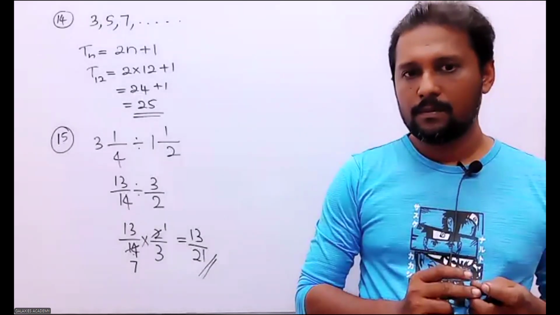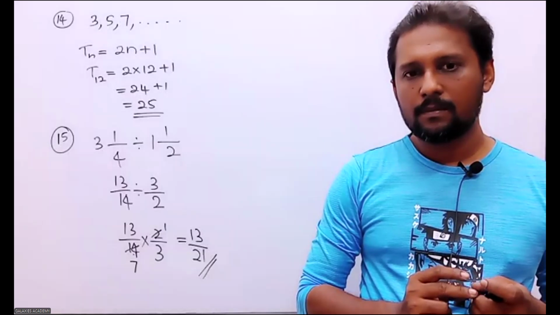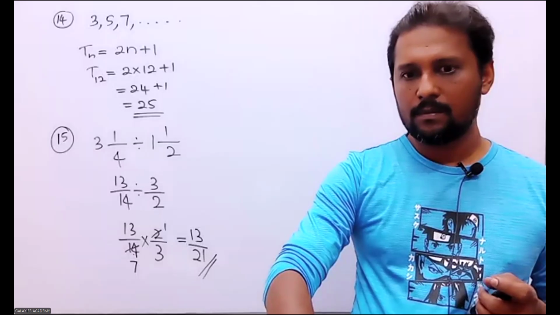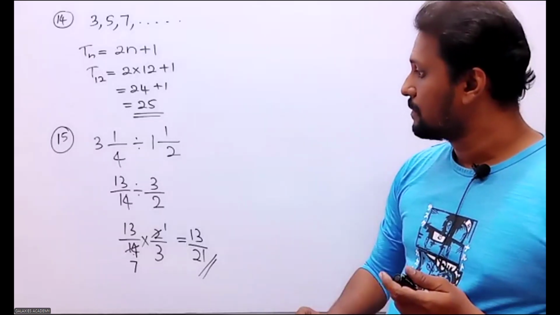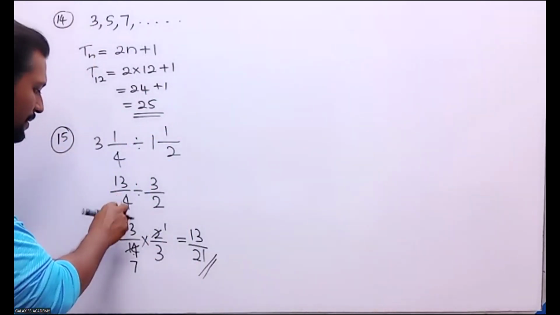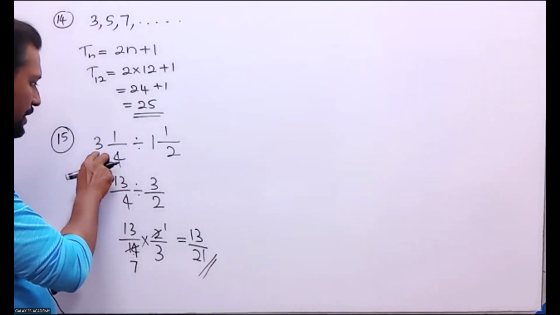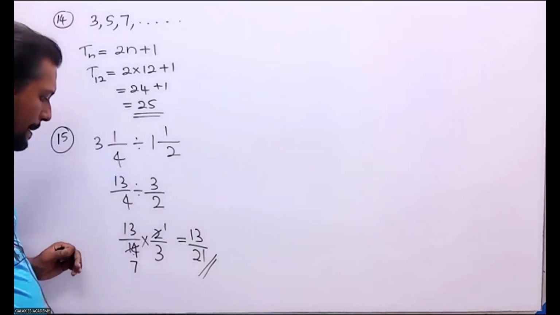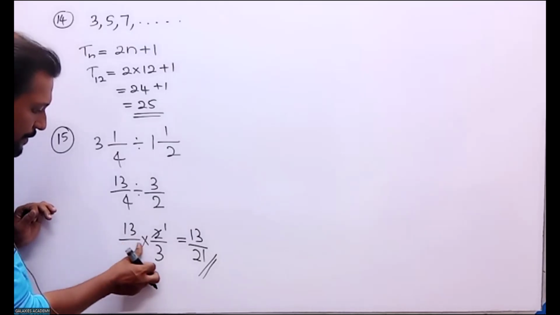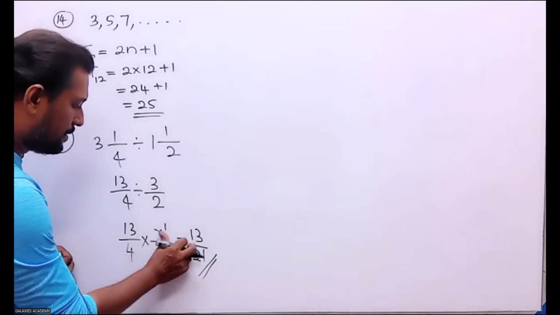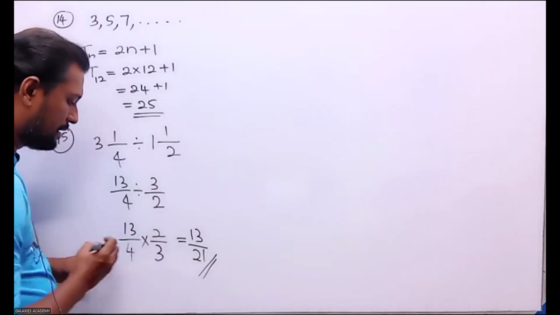Sir, in the first mixed number 3, 1 over 4, the denominator should be 4, right? Not 14. Sorry, it should be 4. 4 times 3, 12. 12 plus 1, 13. 13 over 4. Yes. Then here should be 4. Then the answer is incorrect, no?